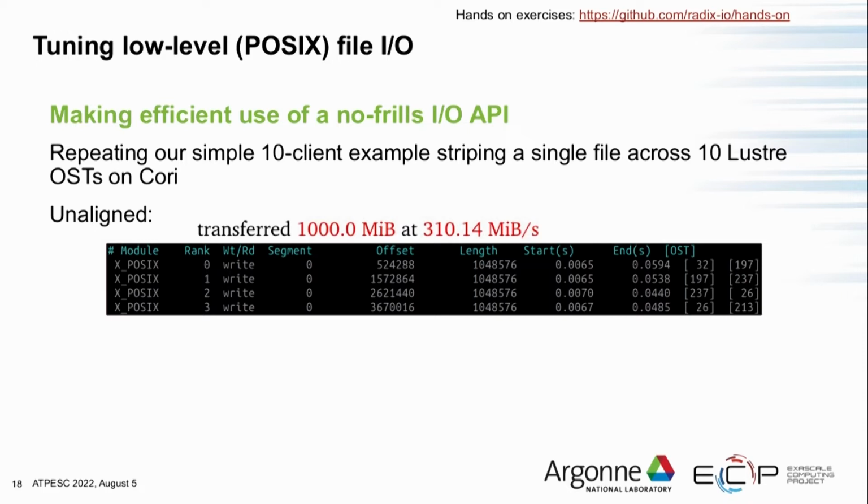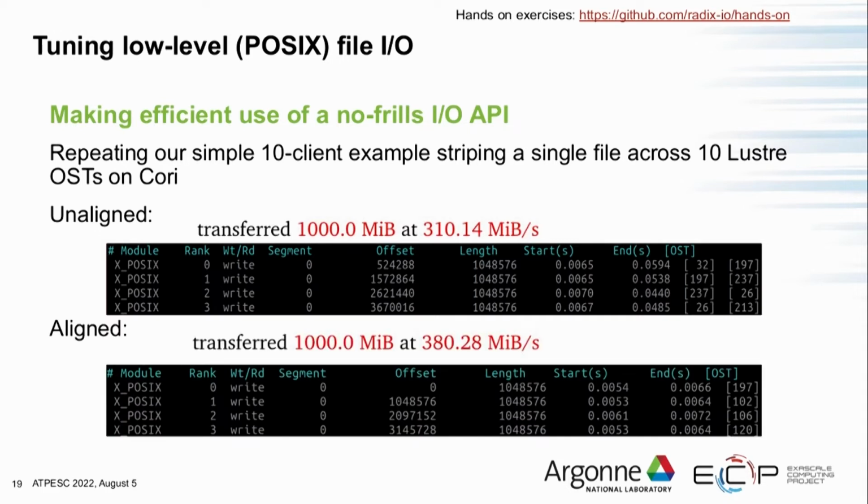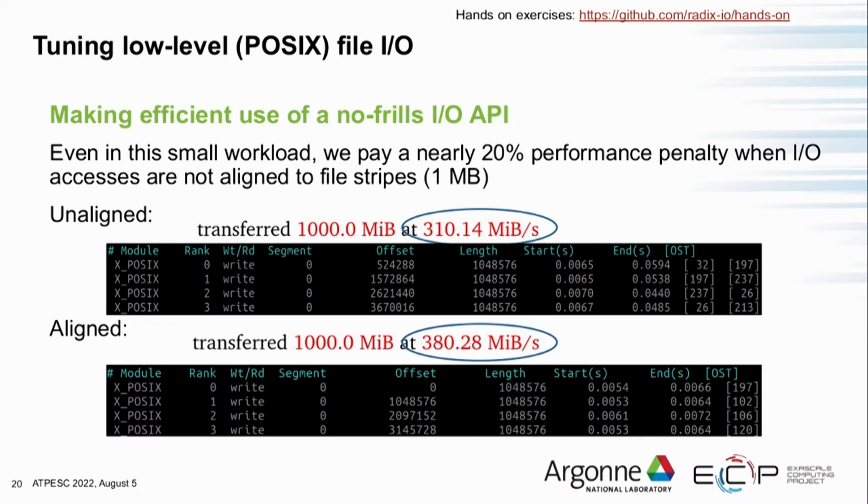In this case, we're able to get 310 megabytes per second performance. If instead we shift all the accesses down so that we're accessing entire stripes at a time and not crossing stripe boundaries, we can get a pretty decent performance boost. Again, this is a really small toy problem, so this would probably be more problematic at larger scales. But even so, you can see you're probably paying a 20% performance penalty in this case just by not aligning your IO at the POSIX level.